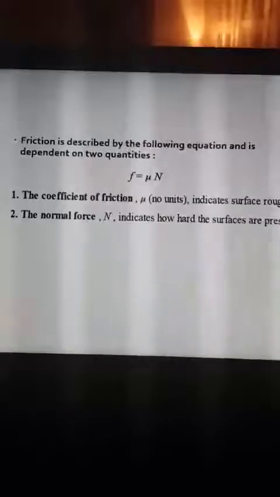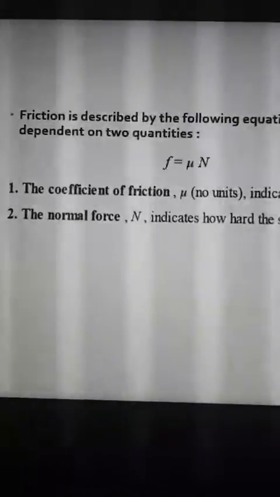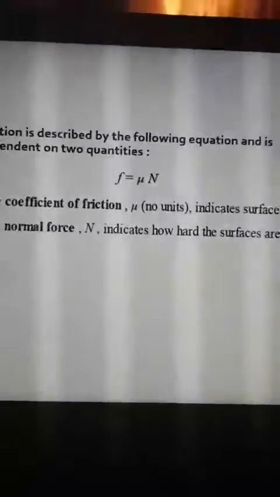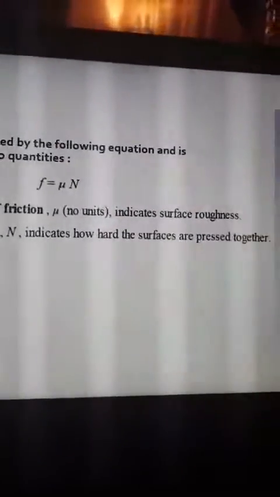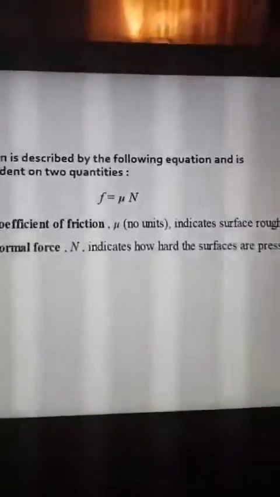What is mu now? This symbol is mu for you. Mu is the coefficient of friction. The coefficient of friction, what does it mean? It indicates surface roughness, the roughness of the surface.